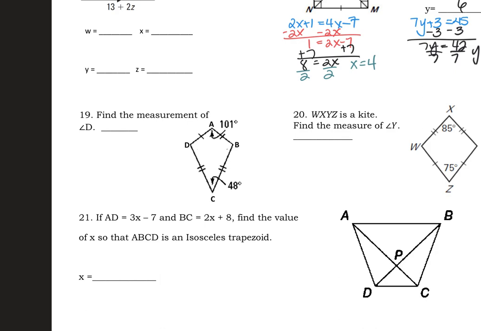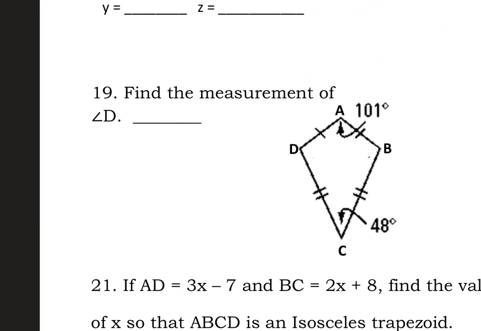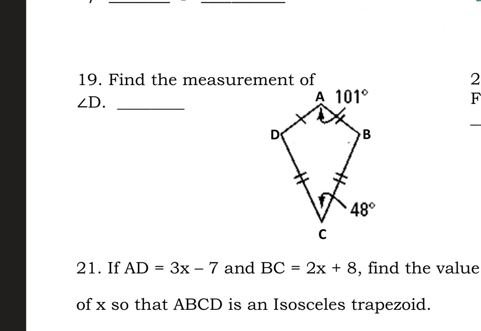Let's look at 19. So 19 is the one with the kite. Remember to identify the angles that are congruent. You're going to look for the two sides that are not the same. And you're going to go to that angle, and you're going to go to the opposite angle. These two are the ones that are the same. Do you know either one? No. So this is where you're going to put an X here and an X here.